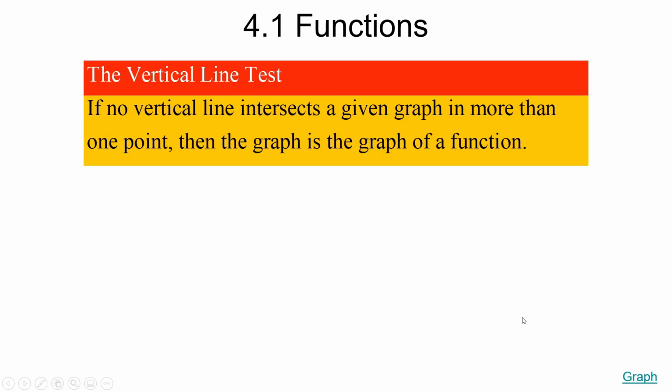Okay, now we've verbalized this several times, but here it is official. The vertical line test. If no vertical line intersects a given graph in more than one point, then the graph is the graph of a function.